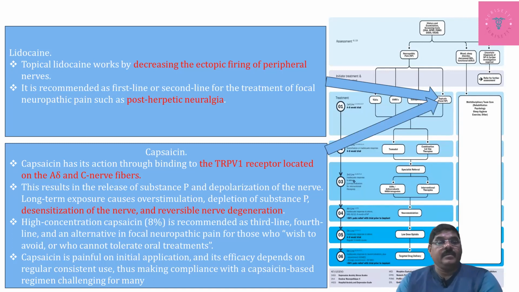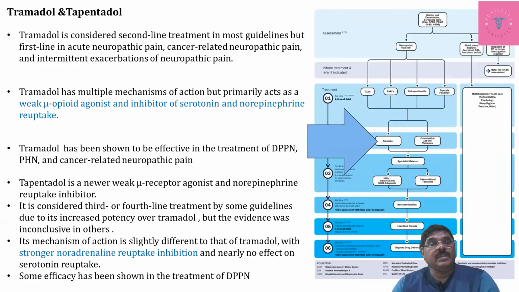Capsaicin is a chemical that binds the TRPV1 receptors on A delta and C fibers. It causes desensitization of the nerve, and due to the continuous desensitization, it causes a reversible nerve degeneration. It is used in post-herpetic neuralgia conditions. Capsaicin ointments are used in herpetic neuralgia, followed by tramadol and tapentadol.